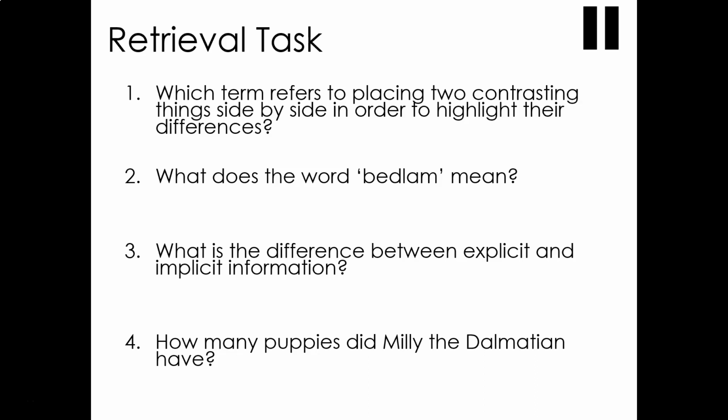Number 2, can you tell me what the word bedlam means? We looked at the etymology, the history and origin of this word yesterday. Number 3, what is the difference between explicit and implicit information? Can you write a sentence in your own words that explains what those 2 terms mean? And number 4, just for a bit of fun, can you remember how many puppies did Millie the Dalmatian have? Pause the video and off you go.